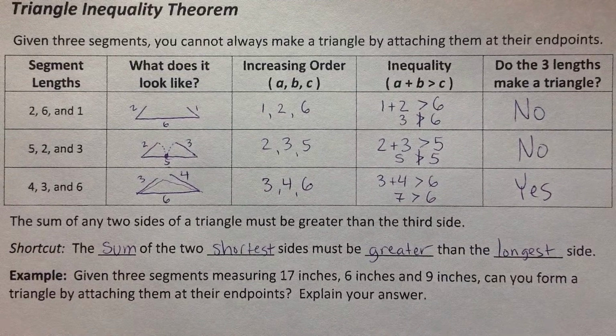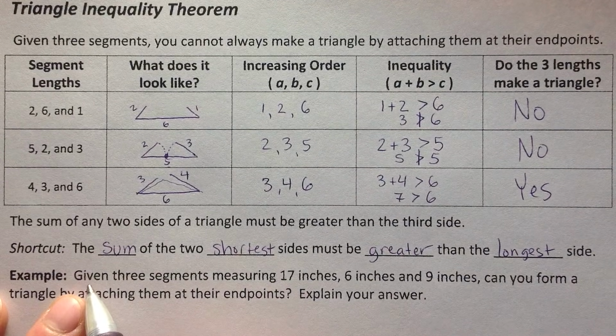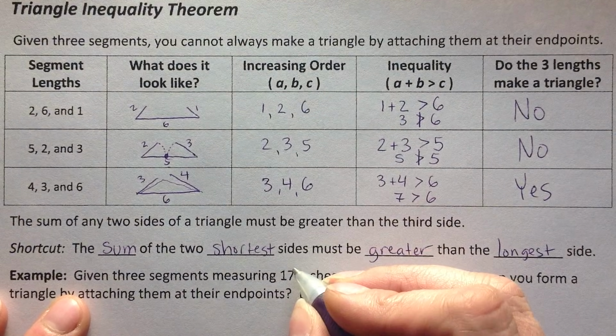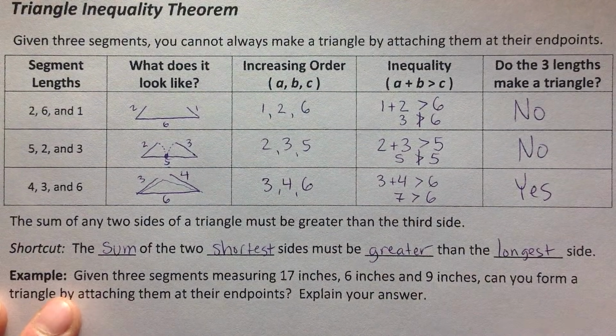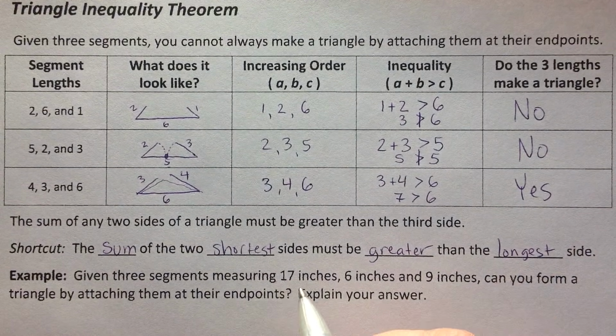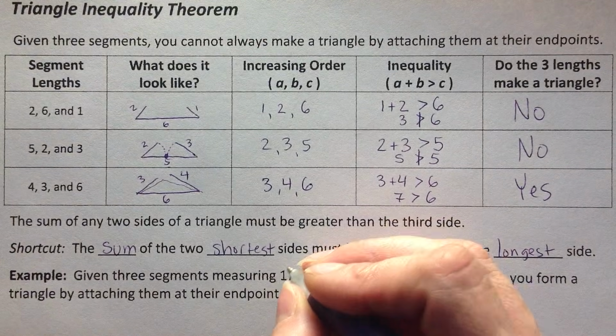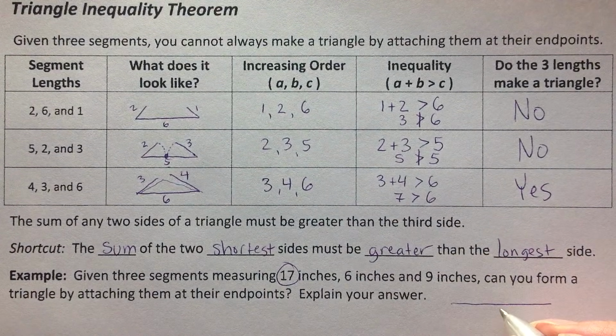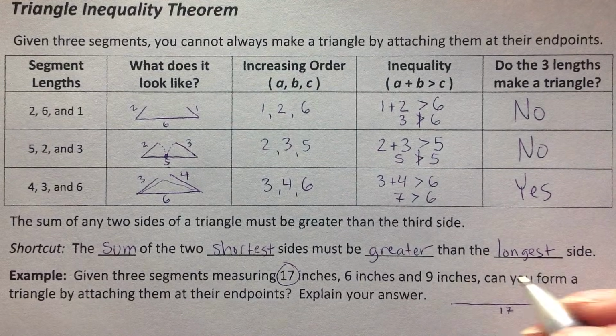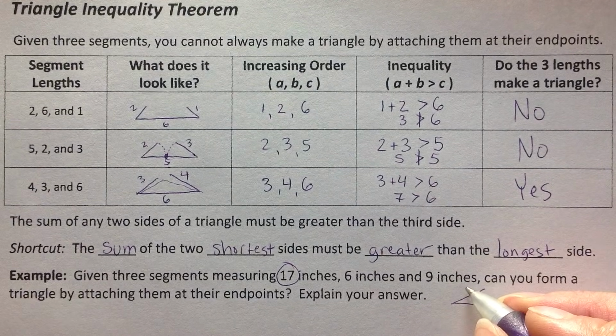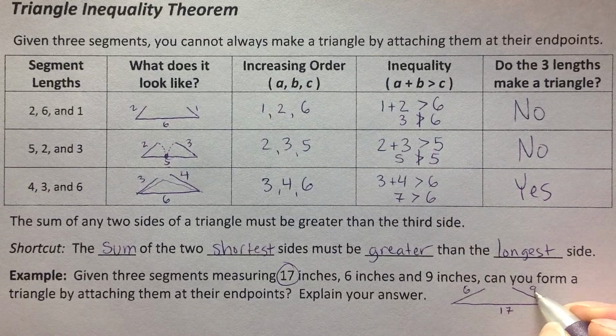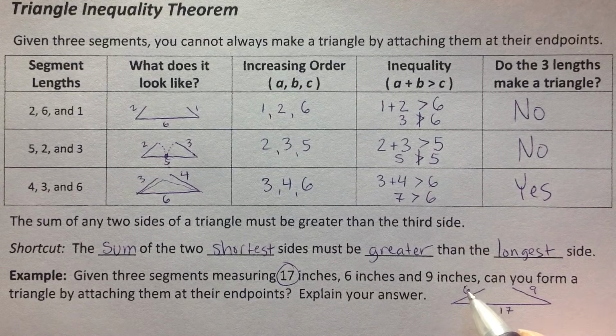So let's try an example. This is how it could be worded in a question. Given the three lengths measuring 17, 6, and 9, can you form a triangle by attaching them at their endpoints? Alright, so the first thing I need to do is make sure I know which one's the longest. I'm picturing that one as the one that's solid, not moving. I attach the two shorter ones, 6 and 9, and I'm asking myself, okay, to make a triangle, these two have to reach, and actually more than reach, they're going to have to be more than this one. So 6 plus 9 is 15.